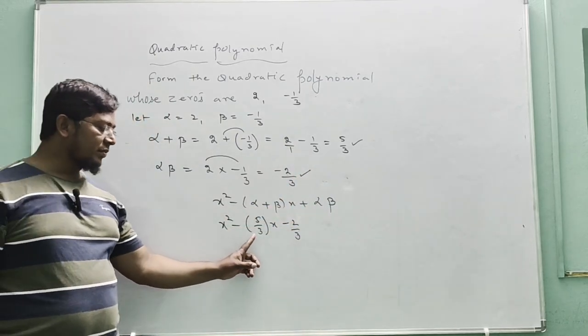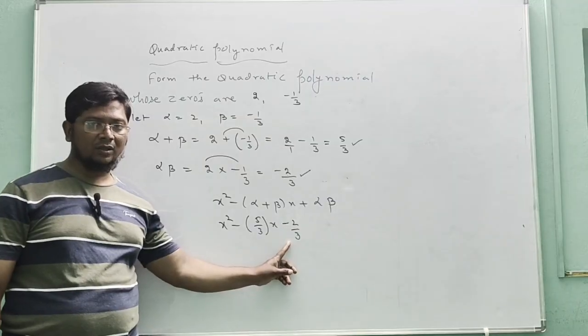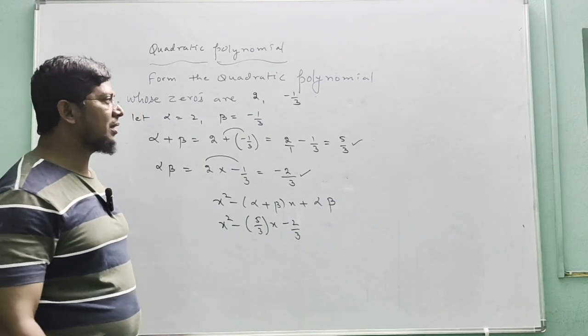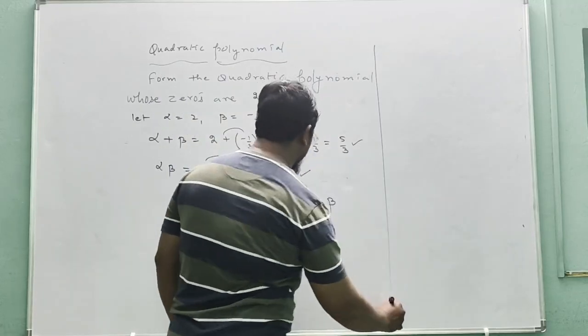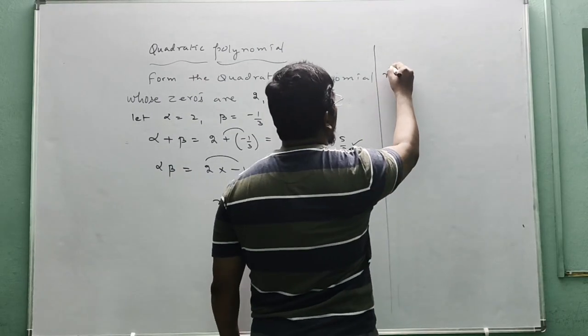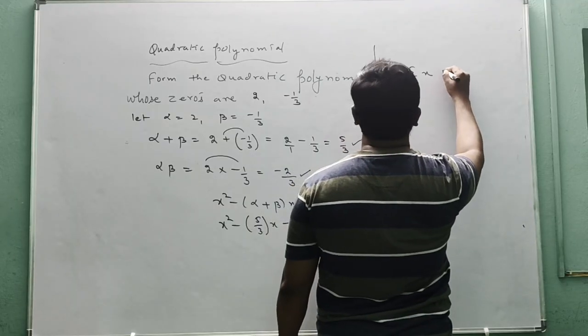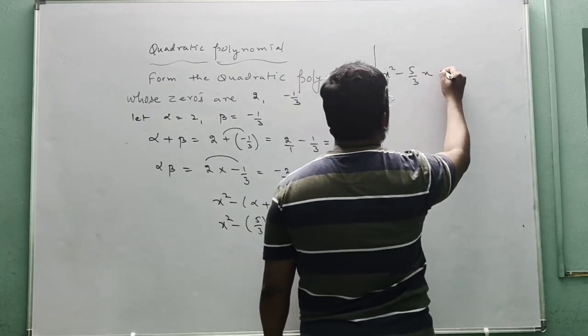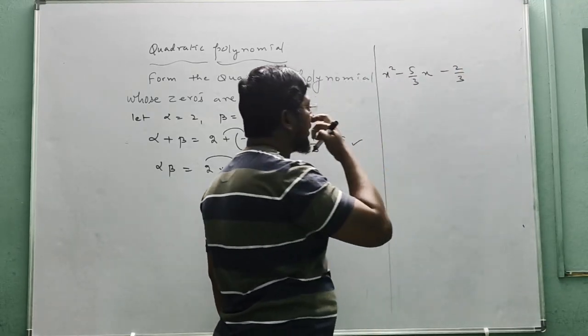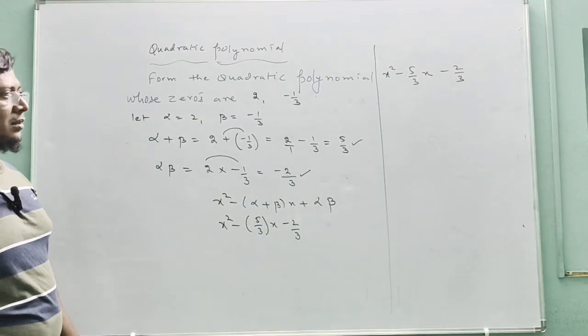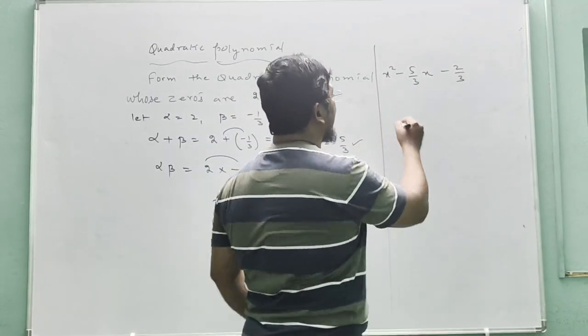In this case we observe that 3 is a denominator. What do we do? We should multiply by 3. Again I am writing x square minus 5 by 3 x minus 2 by 3. Clearly the denominator is 3, so we have to multiply by 3.